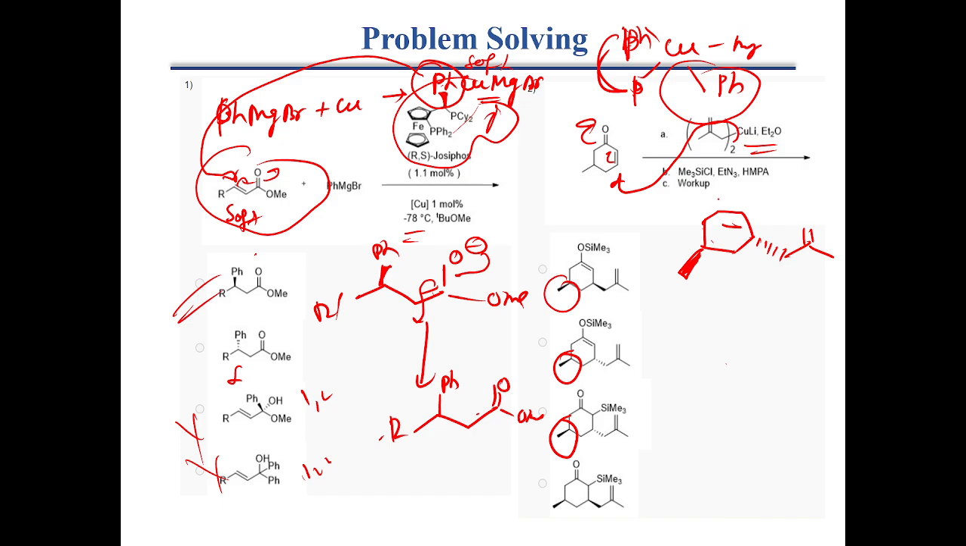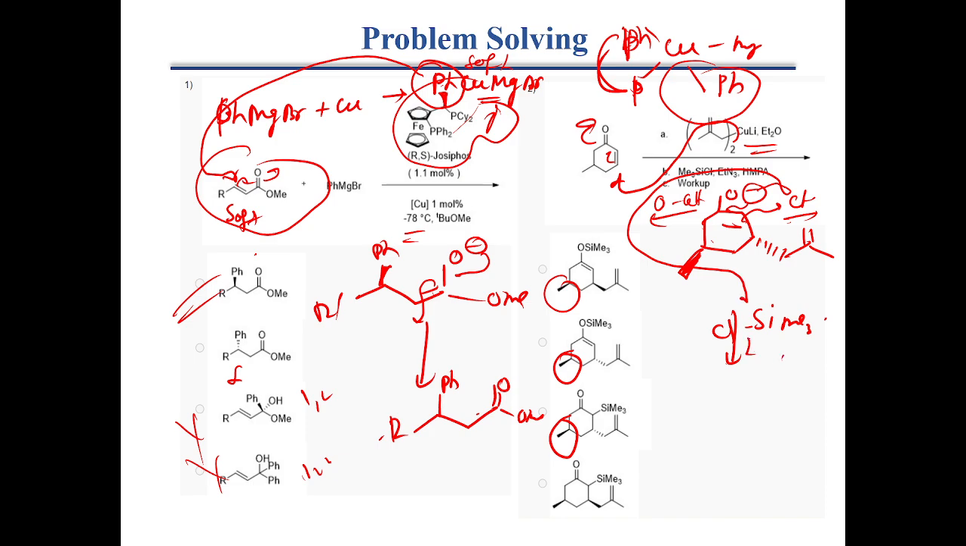Now this will form this enolate, O minus. This enolate is treated with trimethylsilyl chloride and triethylamine, so now there is a presence of Me3SiCl. There are two possibilities: O attack or C attack. But as the oxygen-silicon bond is highly strong, O attack is preferred rather than C attack.